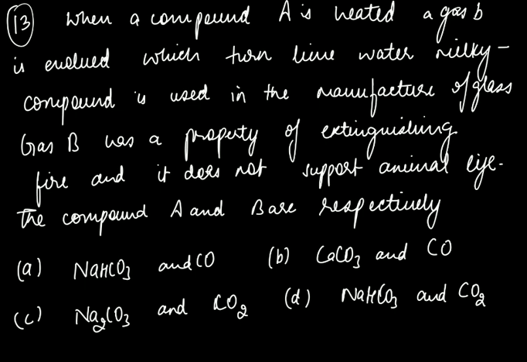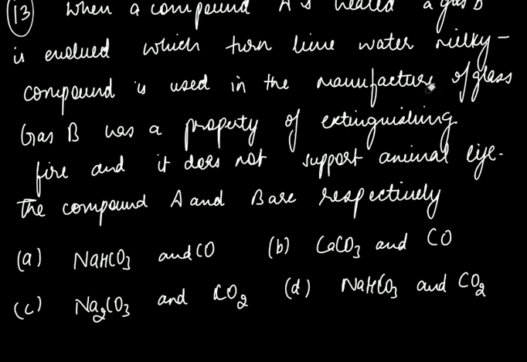So coming to this 13th question: when a compound A is heated and a gas B is evolved, which turns lime water milky. Remember we have studied till now lime water milky. The only gas that I've taught in acid bases salts is carbon dioxide. We do have sulfur dioxide also, which can turn lime water milky, but that's not discussed over here. So lime water milky means it's going to be carbon dioxide.